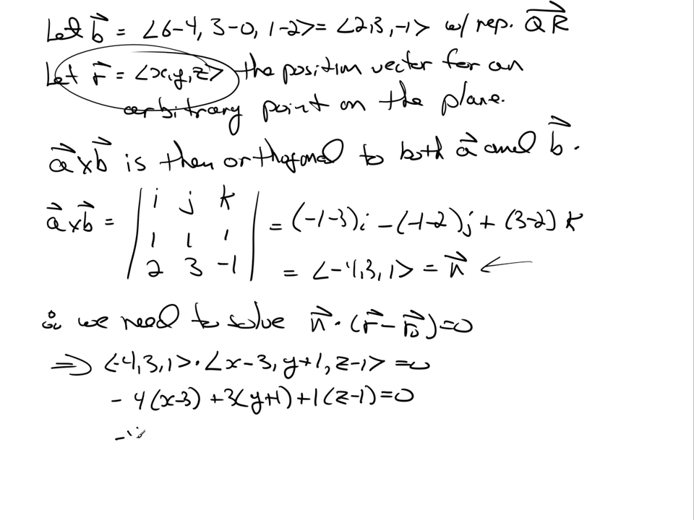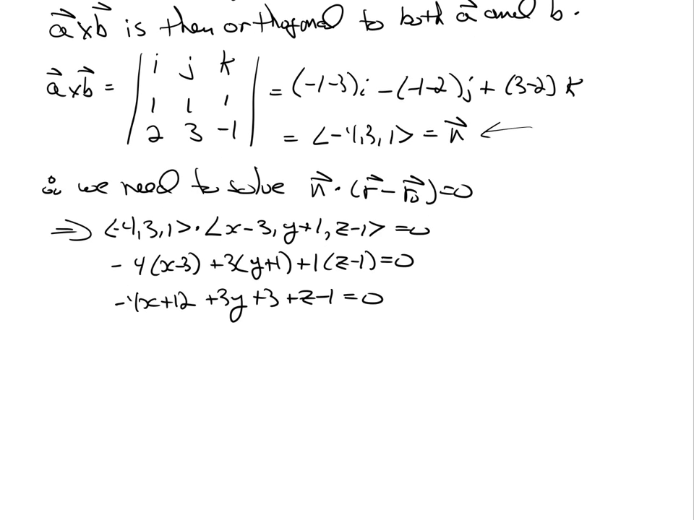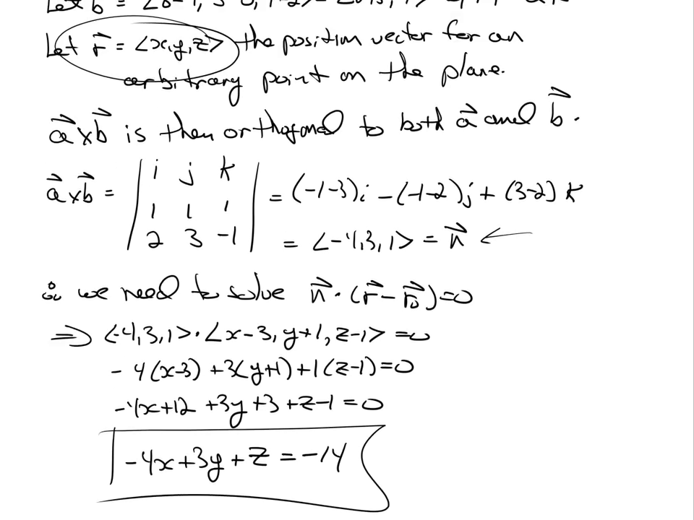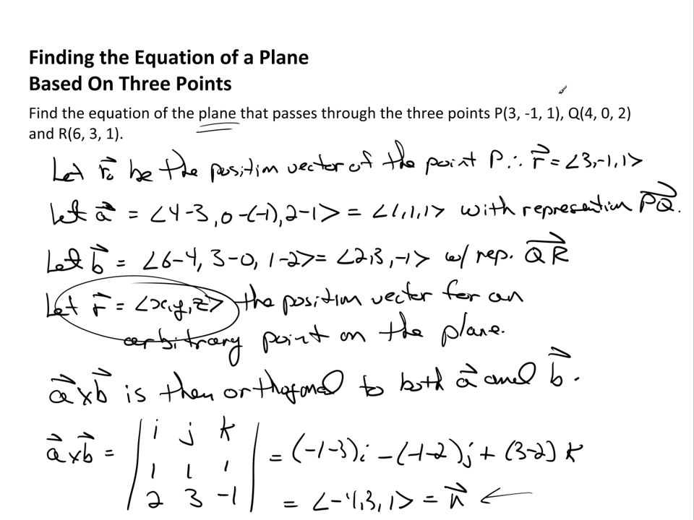So I'm going to have negative 4x plus 12 plus 3y plus 3 plus z minus 1 equals 0. And that's going to end up giving me the equation of my plane, which is negative 4x plus 3y plus z equals negative 14. So that's the equation of the plane that passes through, or has these 3 points lying on, the plane.